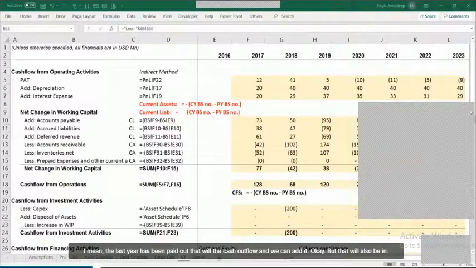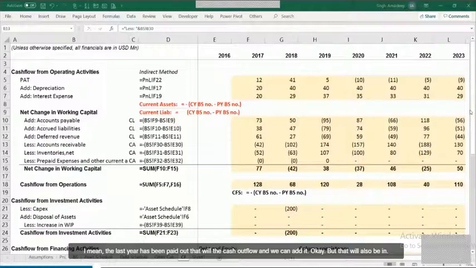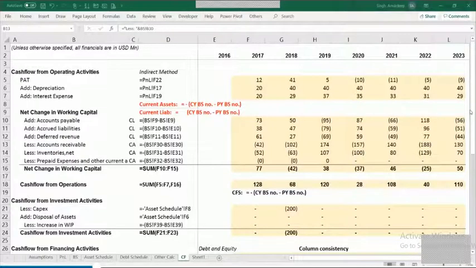That will be cash outflow, and we can add it. Okay, but that will also be in delta. Sorry, thank you. What you're saying is actually the same point. Yeah, so you begin with... Sorry, PAT. No problem, that's fine.